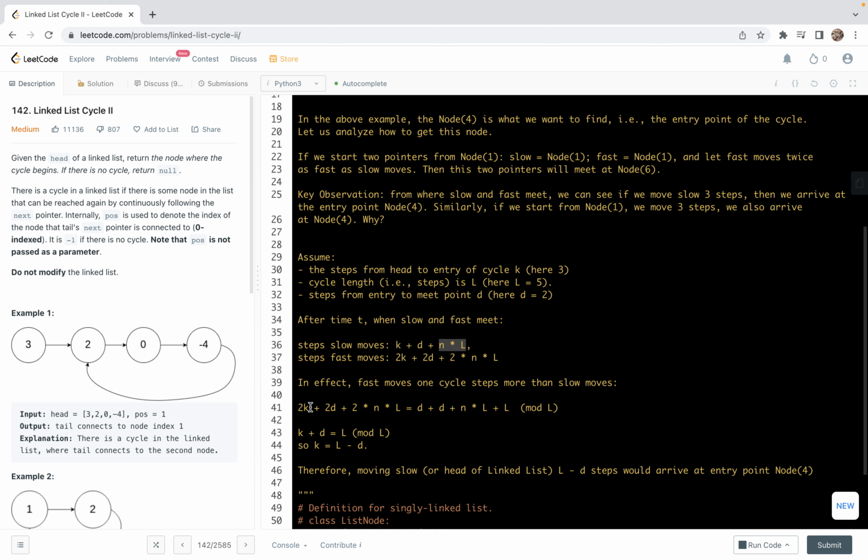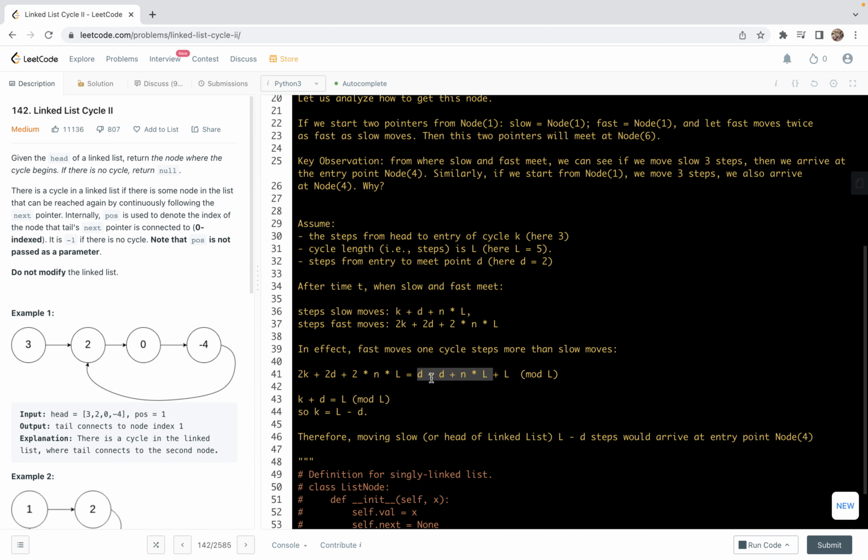So then I just use this one. It equals the slow moves plus L. To be safe, you can mod in the sense of modulo L. Then we do the subtraction. So we're going to get K plus D equals L. Then we put D on the right. We get K equals L minus D, right?